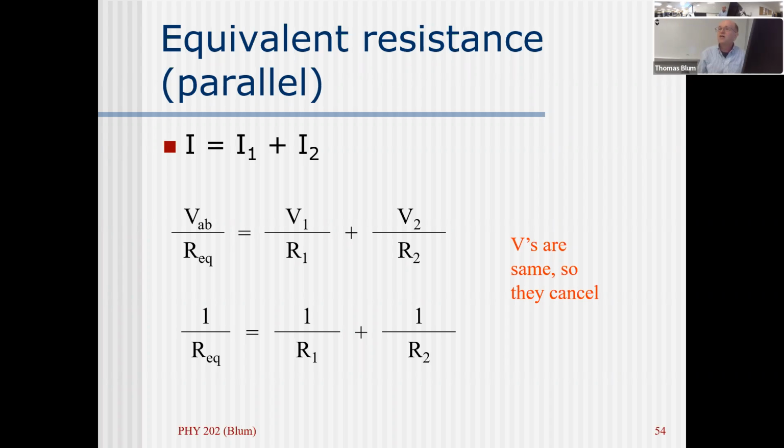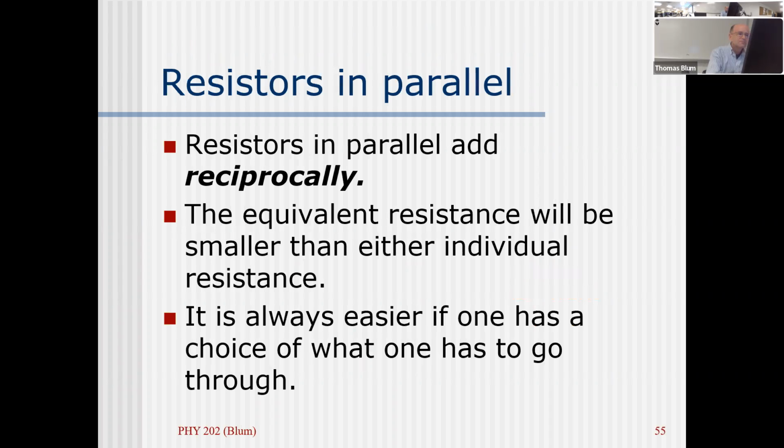This is how resistors in parallel add. They add reciprocally. The resistance goes down. If you play this game on a calculator, you will see that the numbers go down. It's always easier if you have a choice. Resistors in parallel add reciprocally. The equivalent resistance is smaller, and it's always easier if you have a choice.